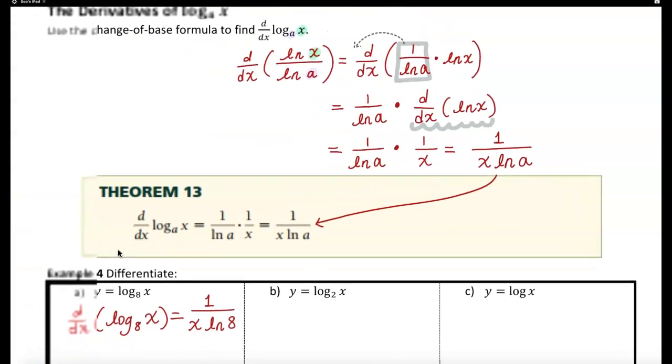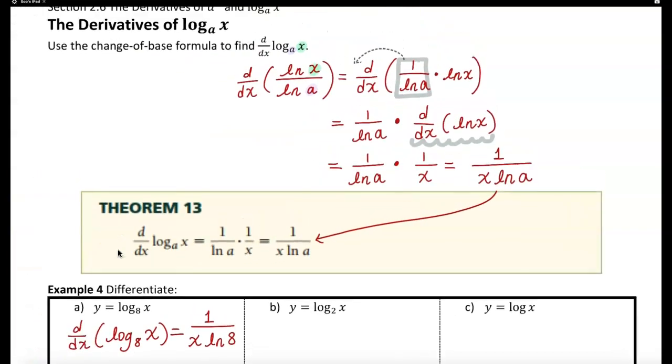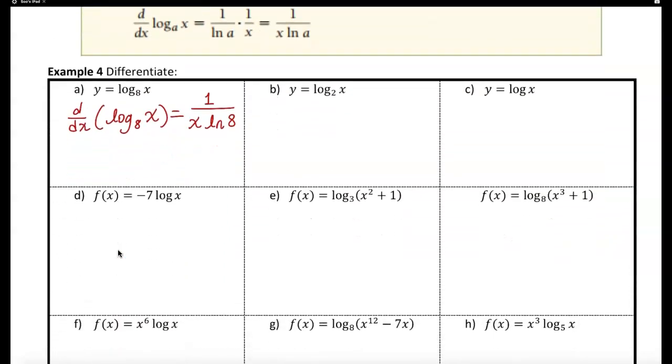So by change of base formula and knowing that the derivative of natural log of x is equal to 1 over x, we were able to prove theorem number 13. So in my next video, I will come back and show you a whole bunch of examples on example 4.